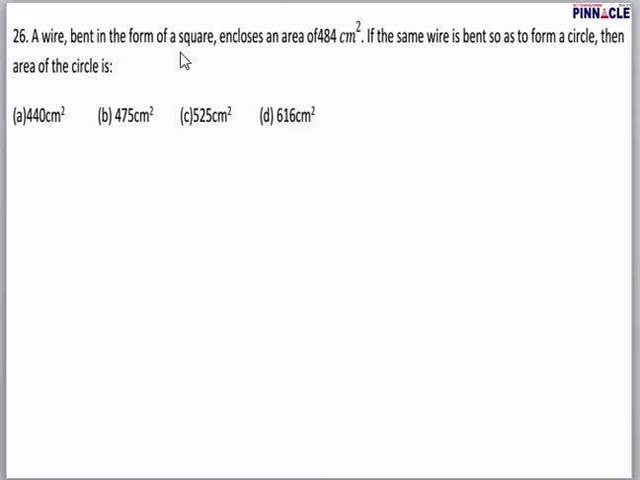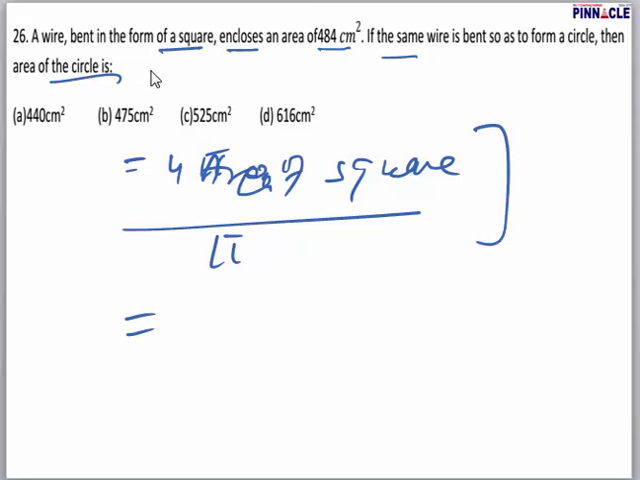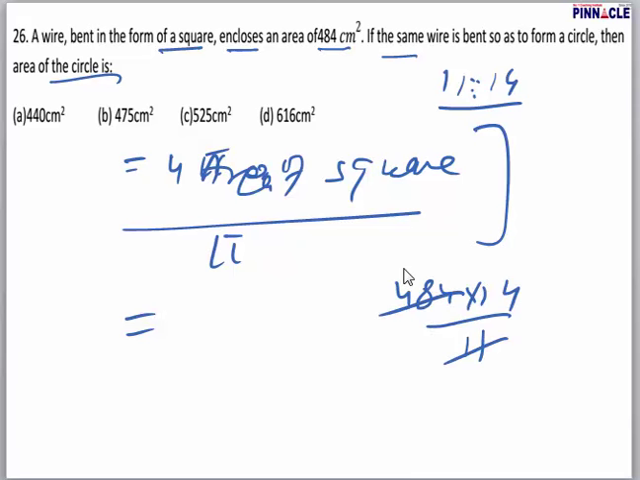A wire bent in the form of a square encloses an area of 484 square. If the same wire is bent to form a circle, what will be the area of the circle? Now, an important trick you must learn: the area of the circle is always equal to 4 into the area of the square divided by pi. Or you can say the ratio of the area of a square to the area of a circle is 11 to 14. If this is 11, then it will be 14. If this is 484, then it will be 484 into 14 by 11.